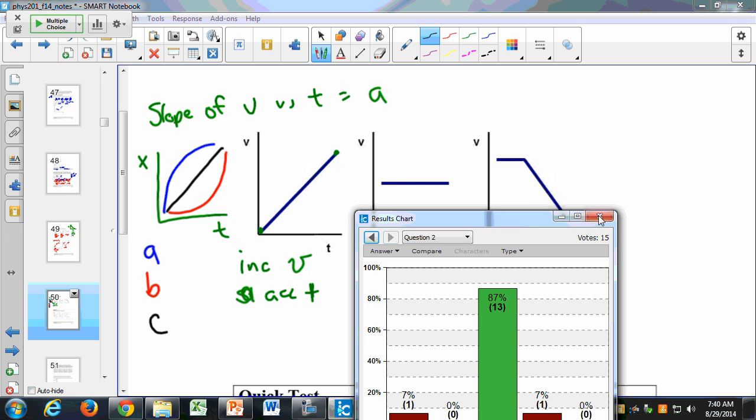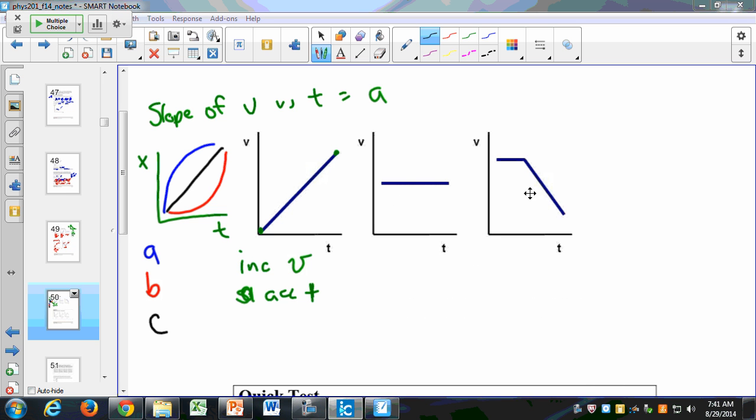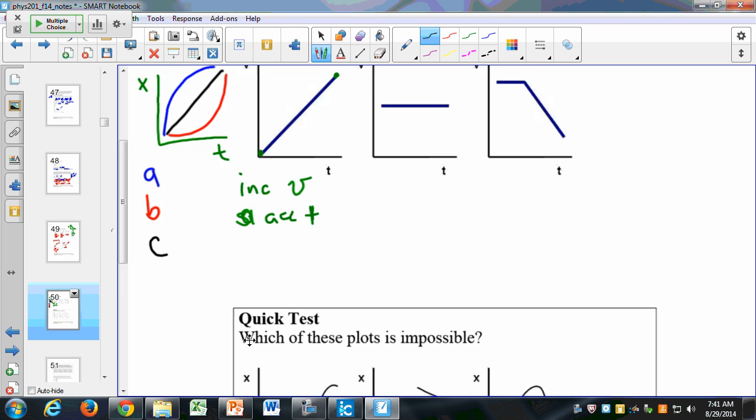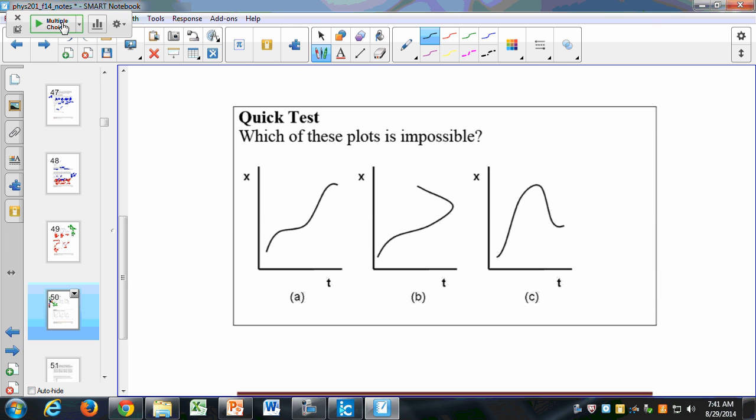All right, C is right. The velocity is not changing, so the slope isn't changing. So you should have a position versus time graph that has a constant slope. All right, let's try this little quick test. Which of these plots is impossible?